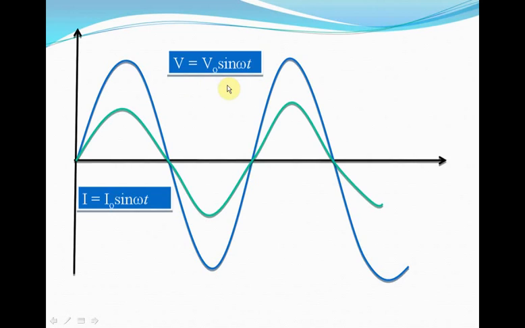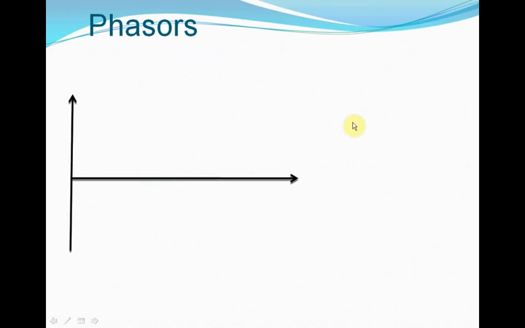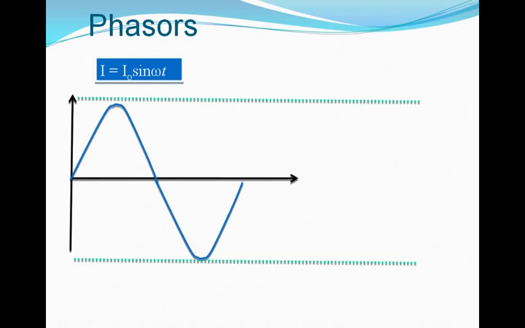Now to further explain AC circuit details better, we define quantities called phasors. Phasors are interesting quantities that make calculations in AC circuits very simple. So let's say you have this graph I equal to I naught sin omega t. This represents the variation of the electric current I with respect to time. There's no doubt about it, is there? Now you can see that this graph here represents the variation of I with respect to time.